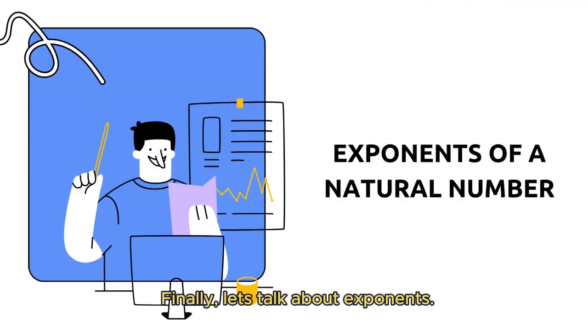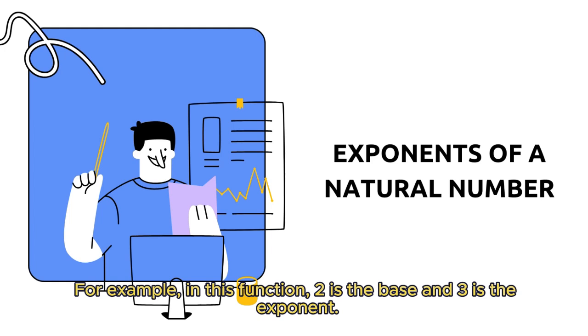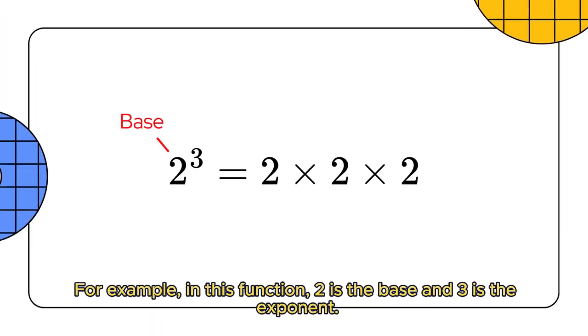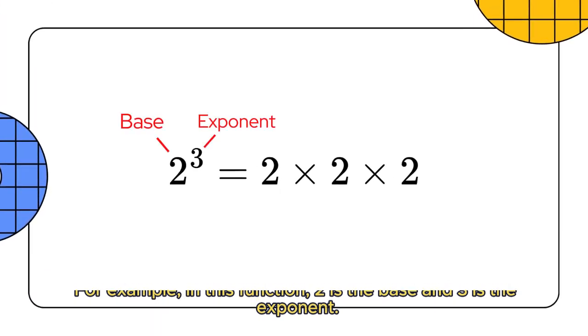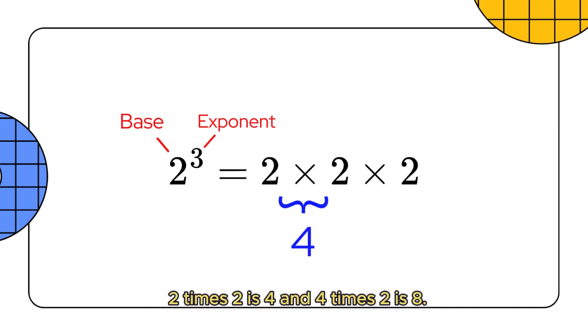Exponents of a natural number. Finally, let's talk about exponents. An exponent tells us how many times to multiply a number, called the base, by itself. For example, in this function, 2 is the base and 3 is the exponent. So we multiply 2 by itself 3 times. 2 times 2 is 4 and 4 times 2 is 8.